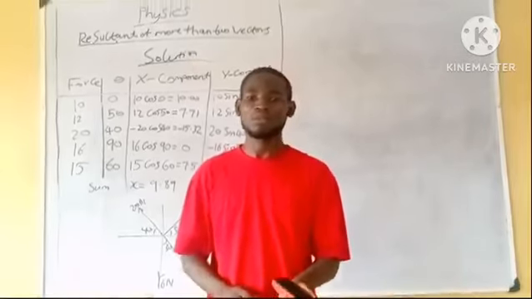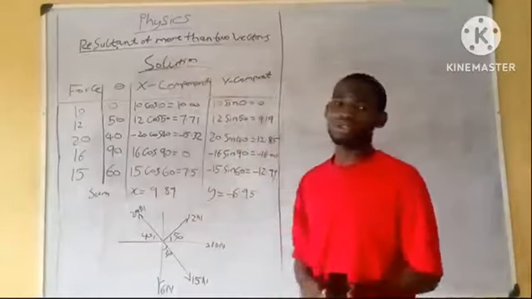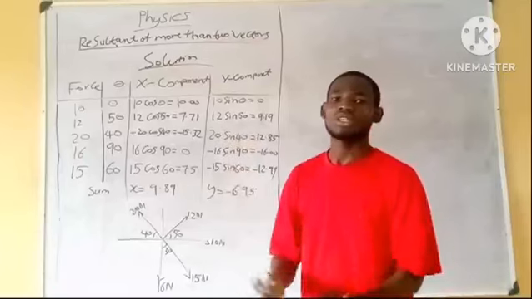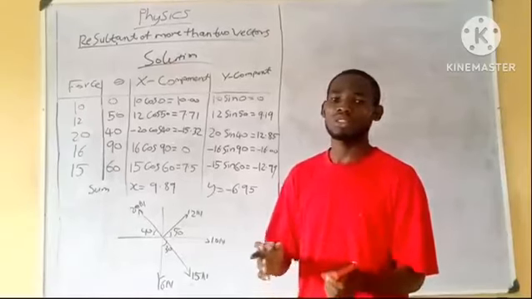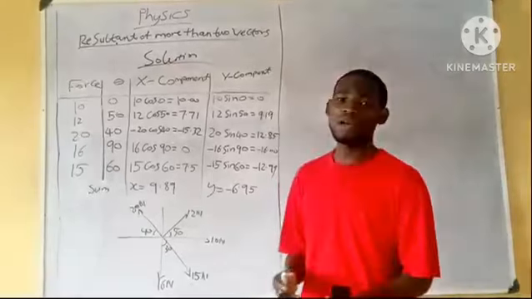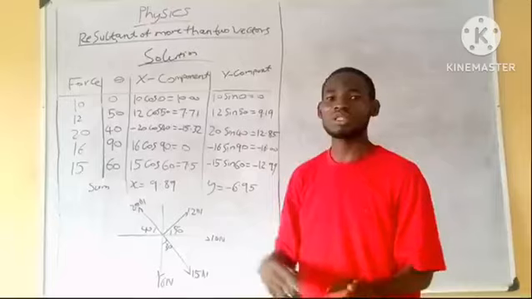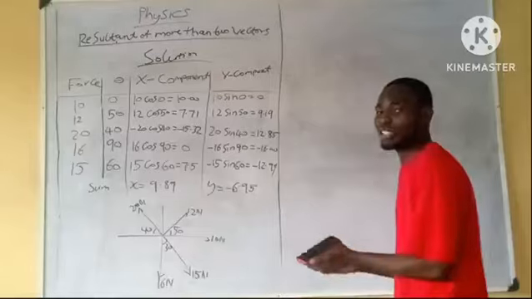I am Samuel. Today we're talking about the resultant of more than two vectors. In our previous videos, we talked about how you find the resultant of a vector by using the vectorial method to add them. Now, in the case where you have more than two vectors, how do we do that?